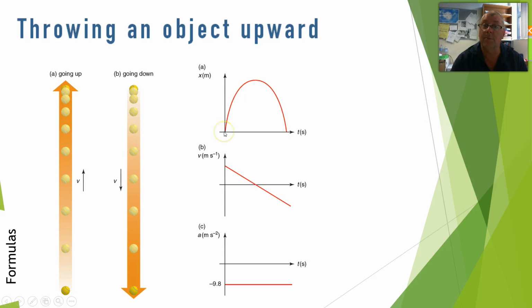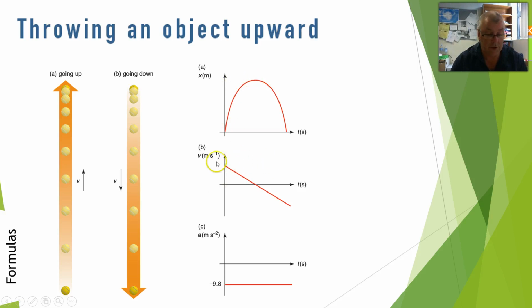Why is it a curve? Because it's decelerating on the way up and accelerating on the way down. If you had straight lines, and a lot of students like to draw a sort of triangle shape here, it would mean constant velocity, which is not the case. Remember that a tangent to this curve gives you the instantaneous velocity.